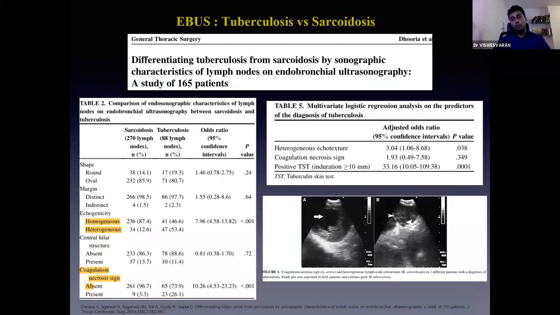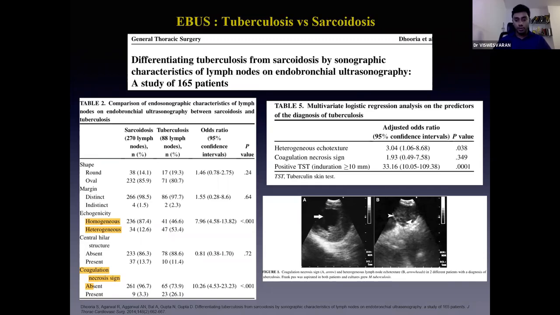So what is the role of a convex EBUS in tuberculosis? I'll just give a few points about tuberculosis. The most important thing we really see is whether it is tuberculosis or sarcoidosis. This was a study done by Duria et al. of 165 patients, where they found that if a node has a heterogeneous echo texture or a positive coagulation necrosis sign, and the patient has a positive Mantoux test, then there is a very high possibility that this is tuberculosis. In addition to this, you can use the presence of GeneXpert to confirm if it is tuberculosis.